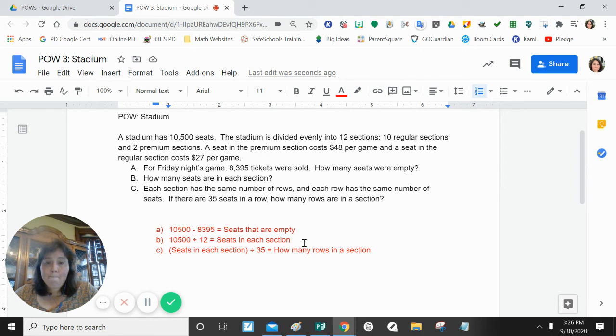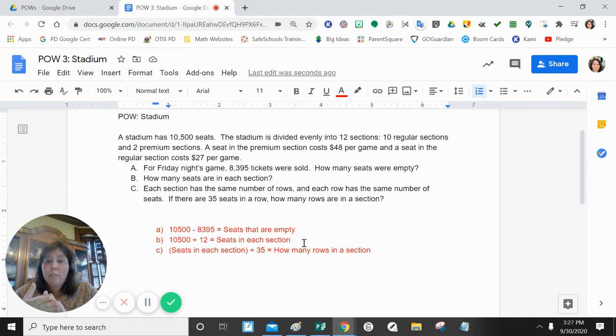When you are done, you're going to explain what we did. For part A, we subtracted the number of tickets sold from the number of seats in the stadium to figure out how many were empty. For part B, we took the total number of seats in the stadium and divided it by the number of sections in the stadium. And for part C, we took the number of seats in a section and divided it by the number of seats in a row. That's how you're going to write up your POW.